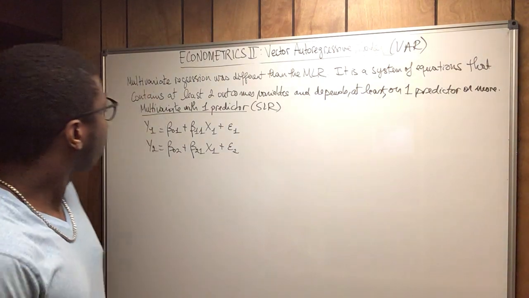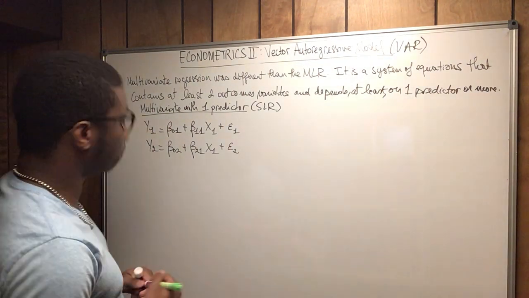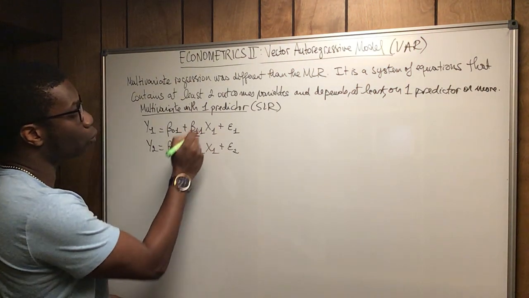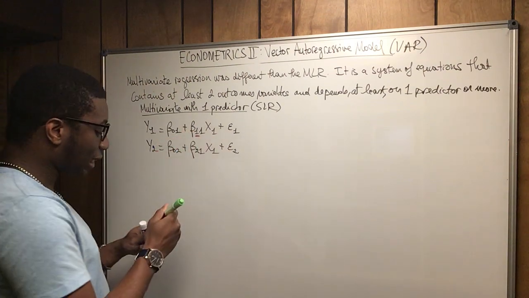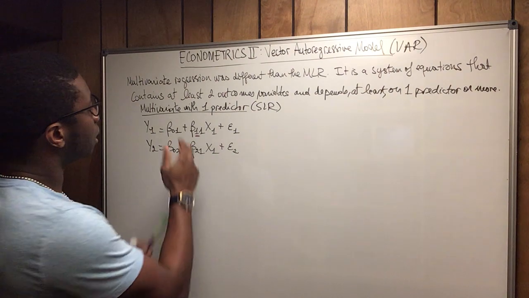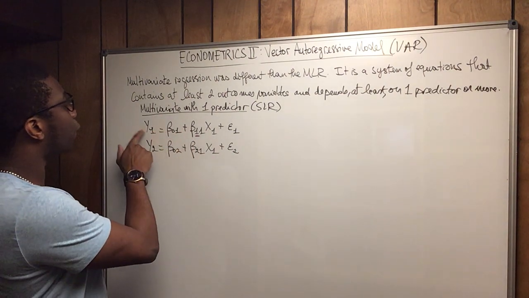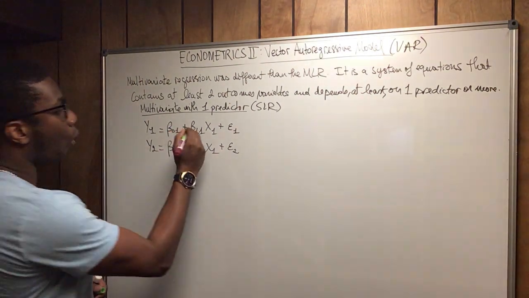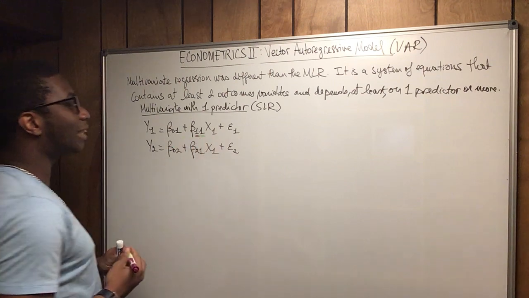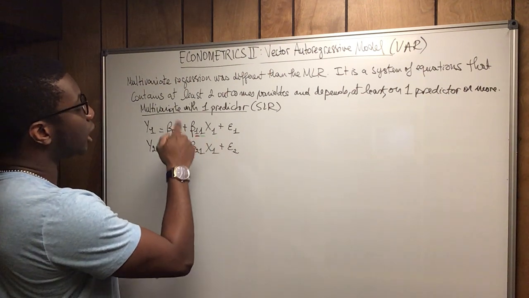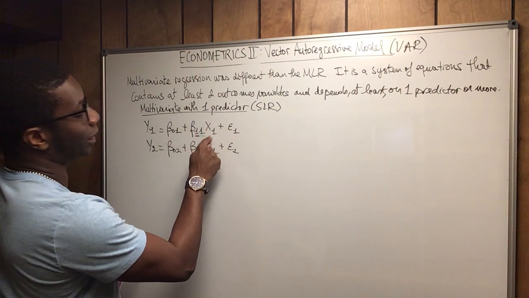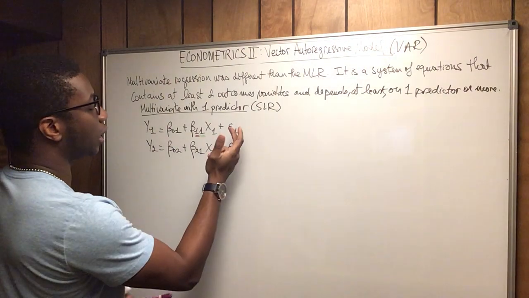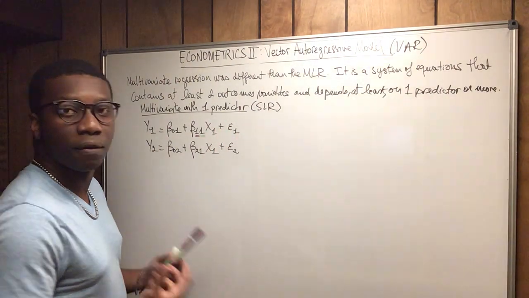Now we have beta 11. What does beta 11 mean? The first number of the 11 means that it is the coefficient of the first outcome variable. And the second one, which I put in green, means that the coefficient is based on one predictor. That's why you have beta 11. And then of course epsilon 1, because it is the standard error for the first outcome variable.